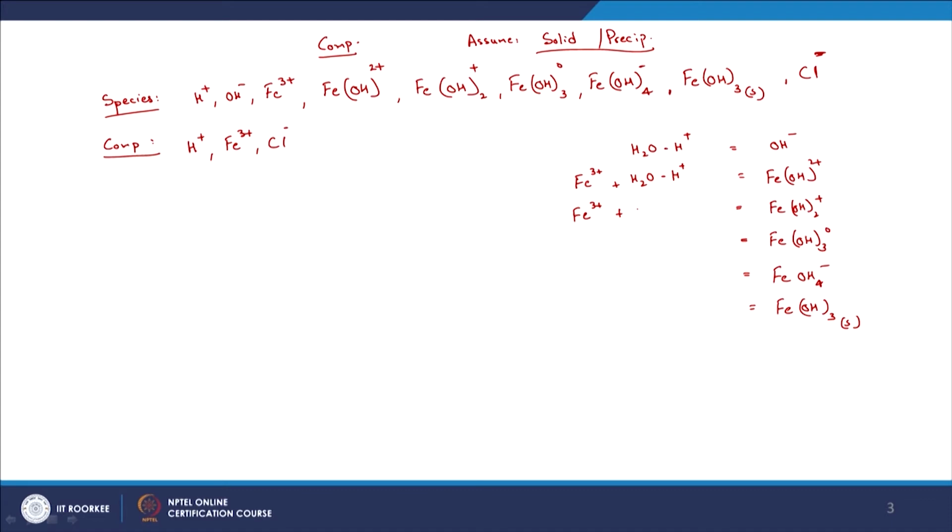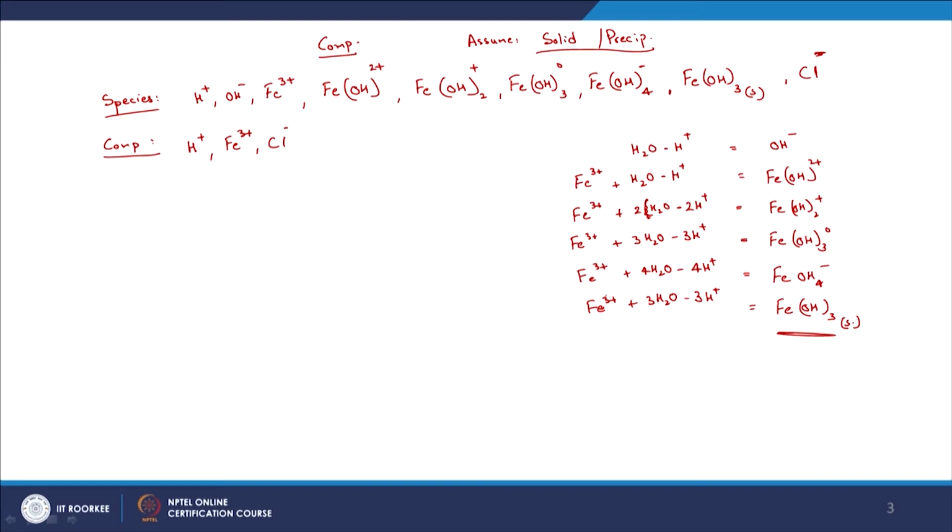So, that means I am going to have 2 times H2O minus 2 times H plus, right. And Fe 3 plus, Fe OH thrice would be 3 times H2O minus 3 times H plus. And Fe 3 plus, plus 4 times H2O minus 4 H plus, and Fe 3 plus, plus 3 times H2O minus 3 times H plus, even for the solid, I guess, right.